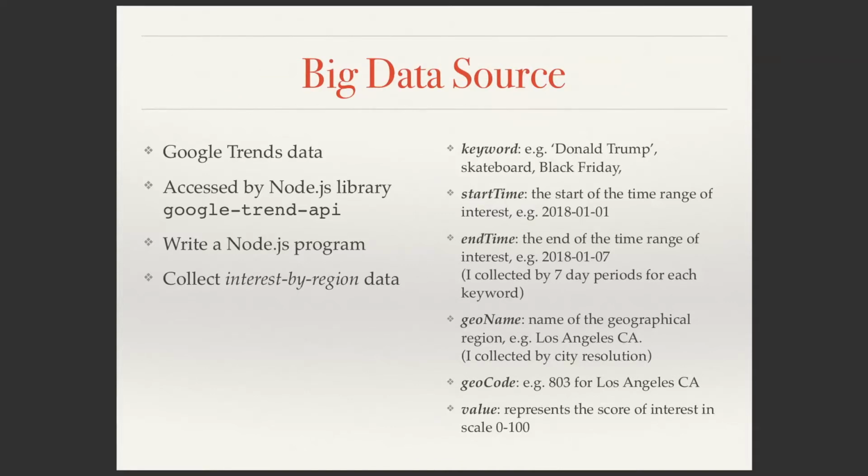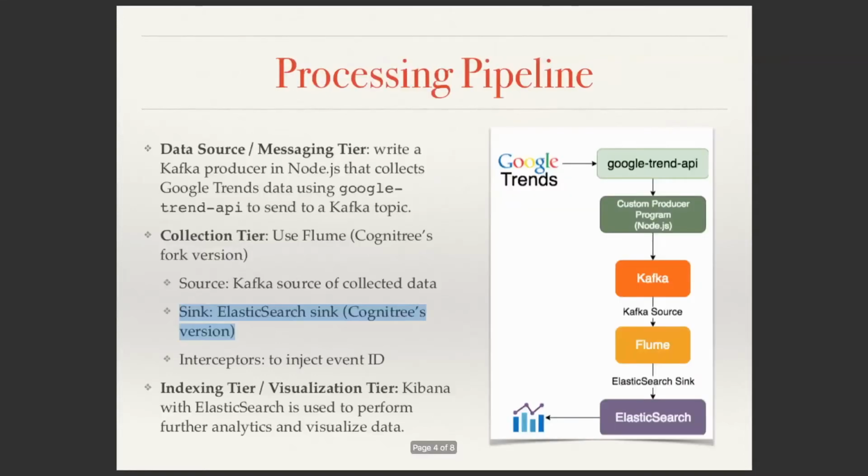Now let's look at the big data source. The big data source for my project is a Google Trends data, which I retrieve using Google Trend API. This is a Node.js library. Therefore, I wrote a JavaScript program to collect interest by region data, which contains keyword, the start time and end time, geoname, geocode, and a value representing the score of interest in a scale 0 to 100.